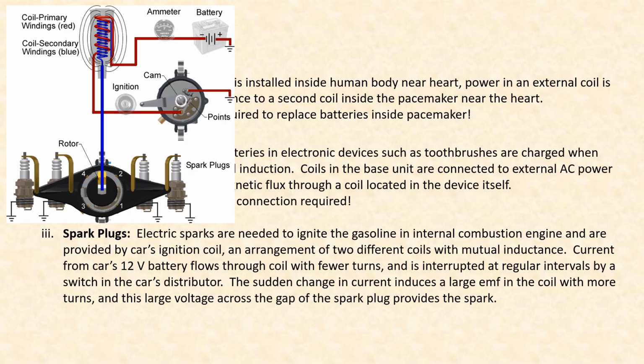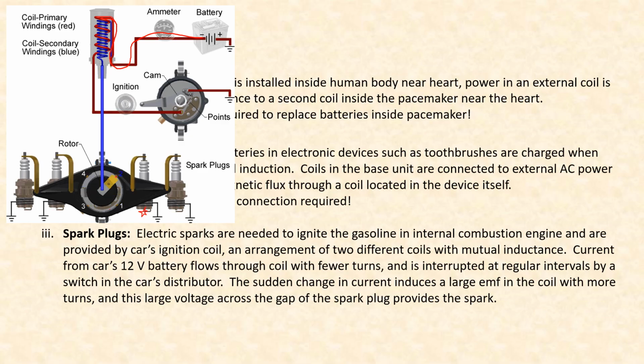One coil with a lot of turns, that is what we call the primary coil, surrounding a secondary coil with a lot more turns. So when current from the car's battery, and we can trace this here, when current from the car's battery reaches that primary coil, the red coil in the diagram here, that current is interrupted at regular intervals by a switch in the car's distributor.